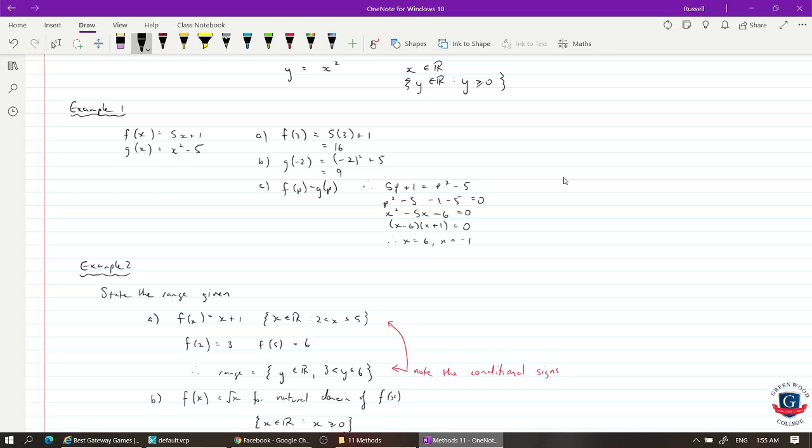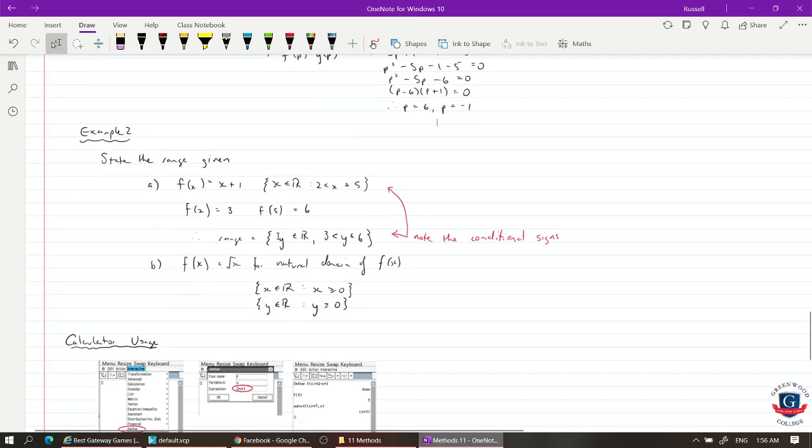Let's see. What have I done here? I've taken everything over to one side. Oh shoot, did the wrong thing. So simplifying this down, p squared take 5p take 6. P equals 6 or p equals negative 1.